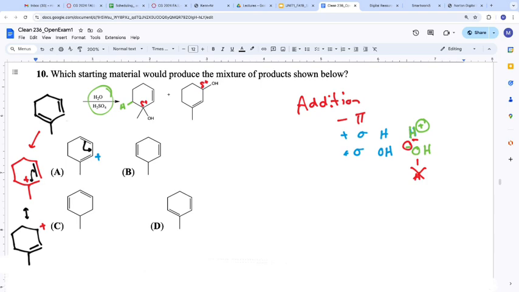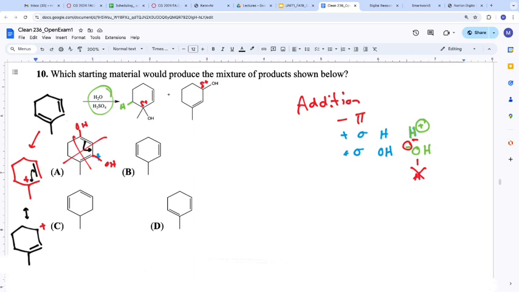Okay? There's a resonance stabilization of that secondary position that's better than putting it on a tertiary without resonance. But if we'd done that, that gets an OH here and an OH up here. Is that what our product shows? No. So that doesn't match.